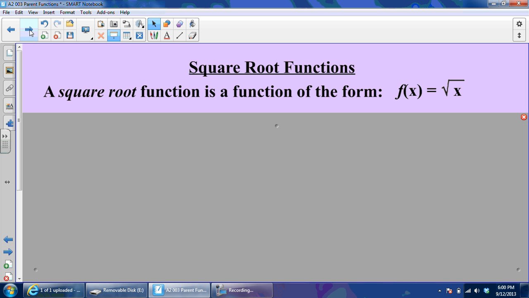The next graph goes hand in hand with the previous one. This one is called a square root function. And as you can guess and see right there, this is the result of taking the square root of a variable. So our parent function is going to be y equals square root of x, or f of x equals the square root of x.